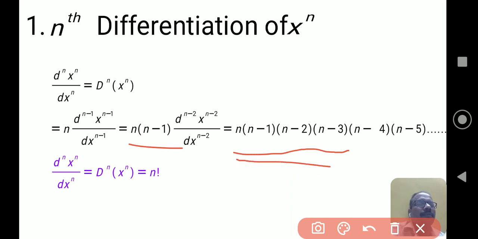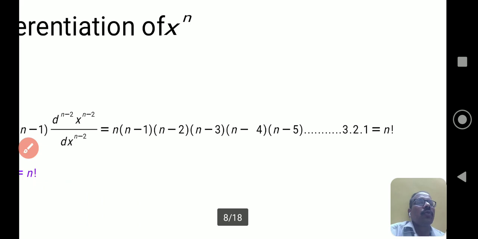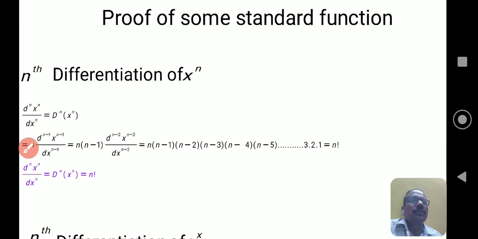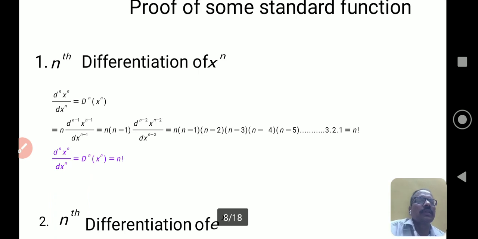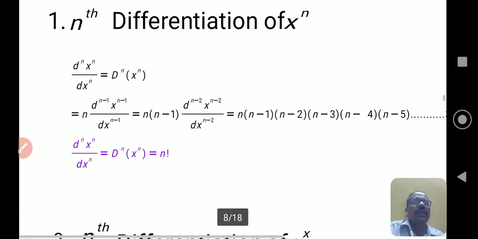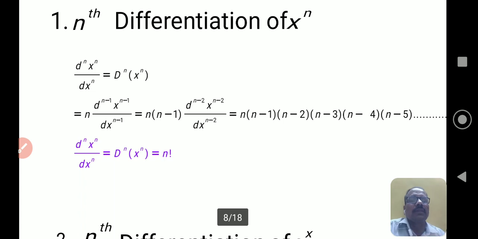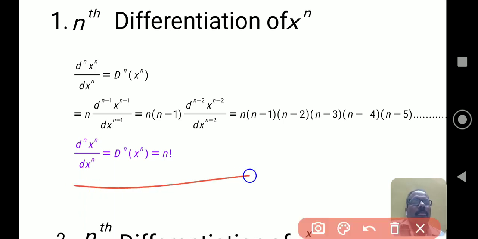Finally we get 3 into 2 into 1. We can observe this term here, n into n minus 1, n minus 2 or n minus 3 and so on. 3 into 2 into 1 can be written as n factorial. In the simplest way, we can represent the nth differentiation of x to the power of n in a very simple form, that is, the d power n of x power n can be written as n factorial.